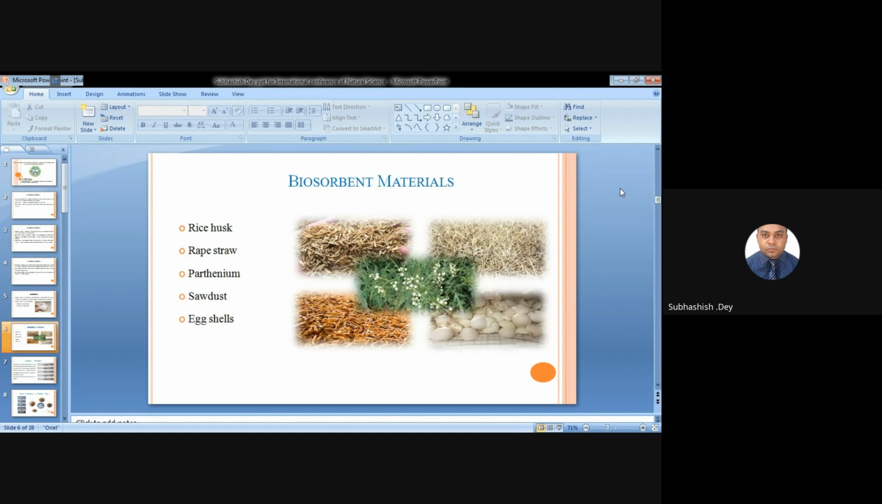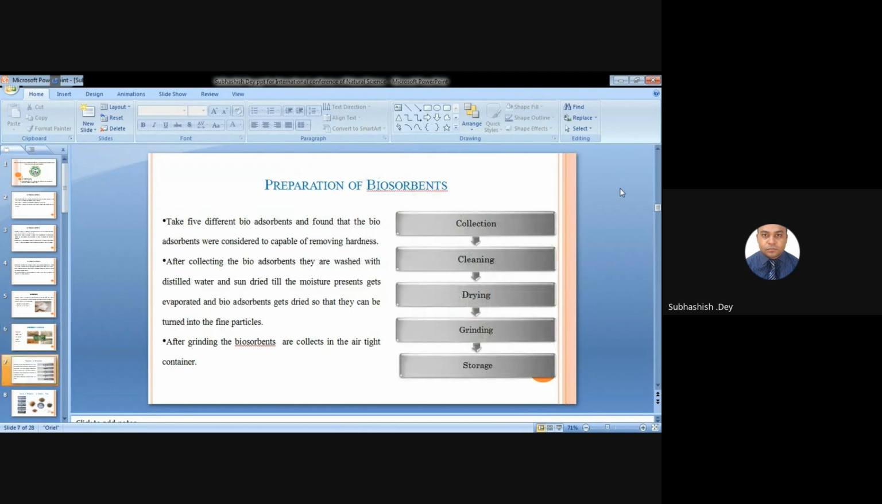So these are the biomaterials we are using for removal of hardness from the water, like rice husk, raw stock, Parthenium biosorbent, sawdust, and eggshells also. So these are the different biosorbents prepared in the laboratory. We first wash this biomaterial, make it moisture free at high temperature, and then after grinding it, put it into an airtight container. So we have to do the collection, cleaning, drying, grinding, and storage of these biomaterials.